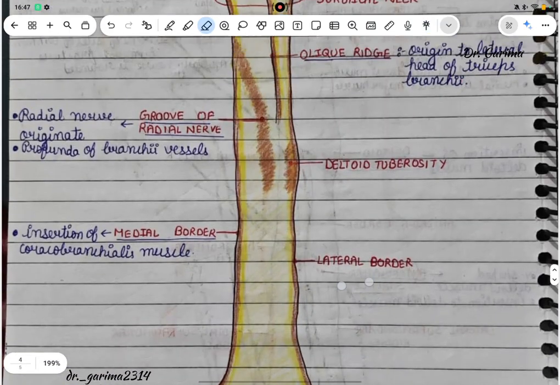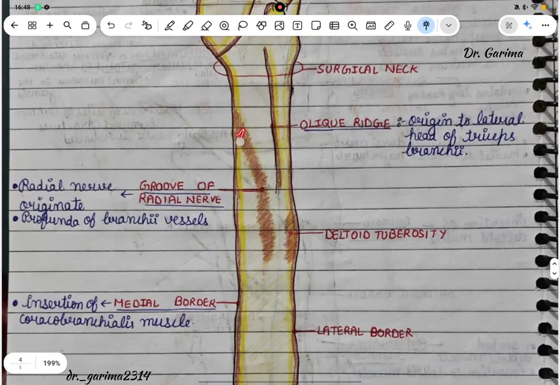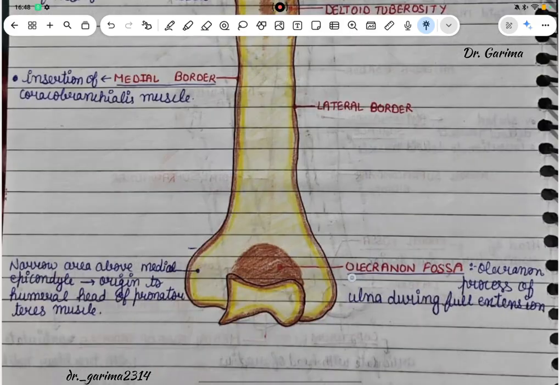Let's understand from the start. Oblique ridge, it is the origin of the lateral head of the triceps brachii, and the groove of the radial nerve is where the radial nerve lies. Then there is the one fossa that is known as the olecranon fossa. It is also the same as the radial fossa and the coronoid fossa, because in the olecranon fossa the olecranon process of the ulna during full extension sits.